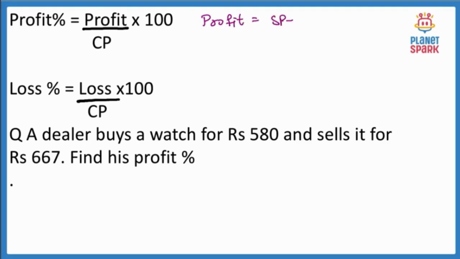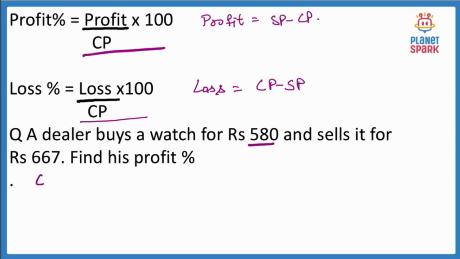Just remember, profit percent is profit upon CP into 100. How is profit calculated? Profit is calculated by selling price minus cost price. Similarly, loss is CP minus SP, cost price minus selling price, and loss percent would be calculated as loss upon CP into 100. So the question is, a dealer buys a watch for rupees 580. Buys means we are given the cost price. So CP is rupees 580 and sells it for rupees 667.